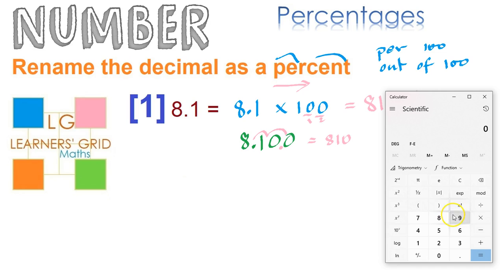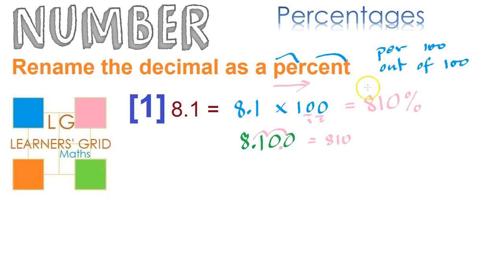I can show that using a calculator, 8.1 multiplied by 100, and I should have an answer of 810. And I do have an answer of 810. So the answer of 8.1 as a percent is 810%.